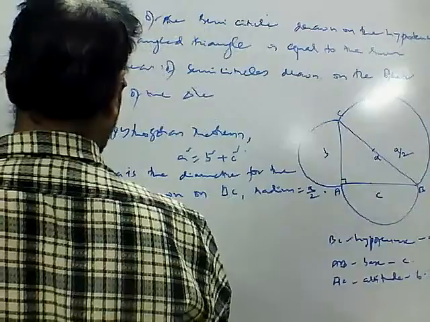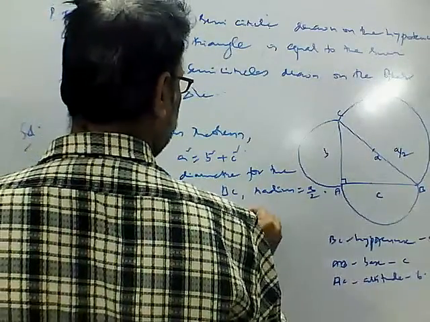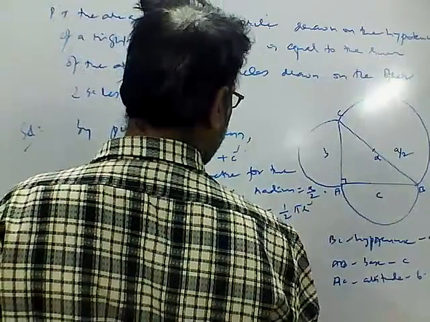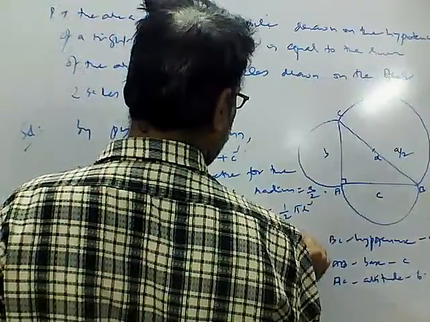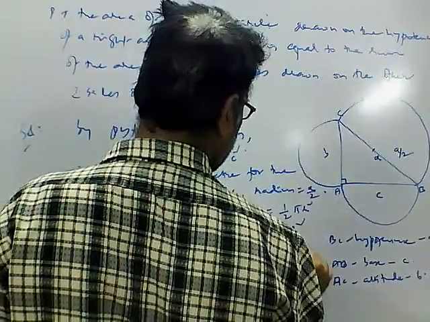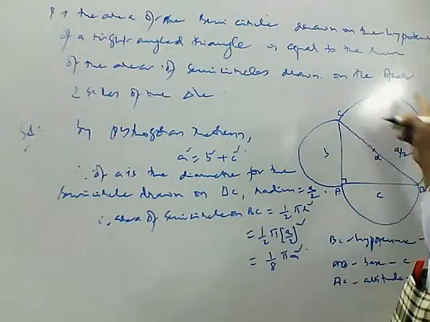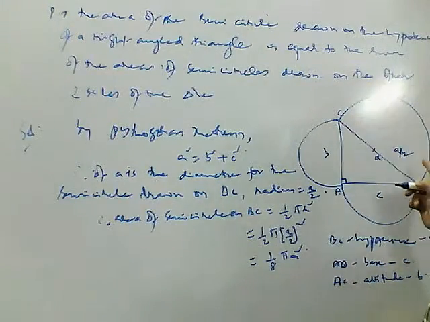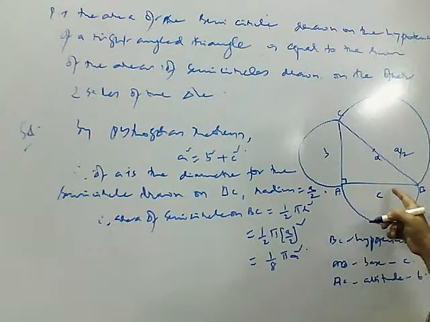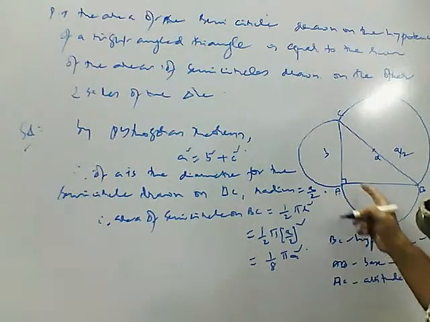Therefore, the area of the semicircle on AC is equal to half pi r square, half into pi into A by 2 whole square. So 1 by 8 pi A square. This is the area of the semicircle, because the area of a circle is pi r square, a semicircle is half pi r square, and r is equal to A by 2. Now we have to find the sum of the areas of these semicircles.